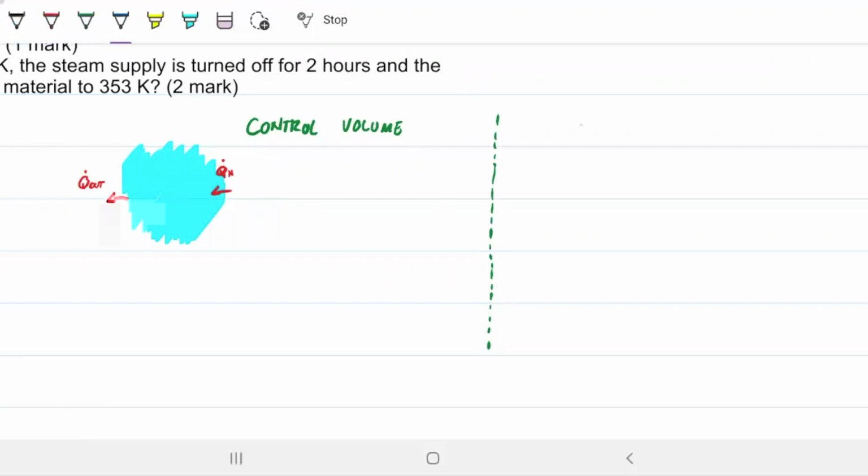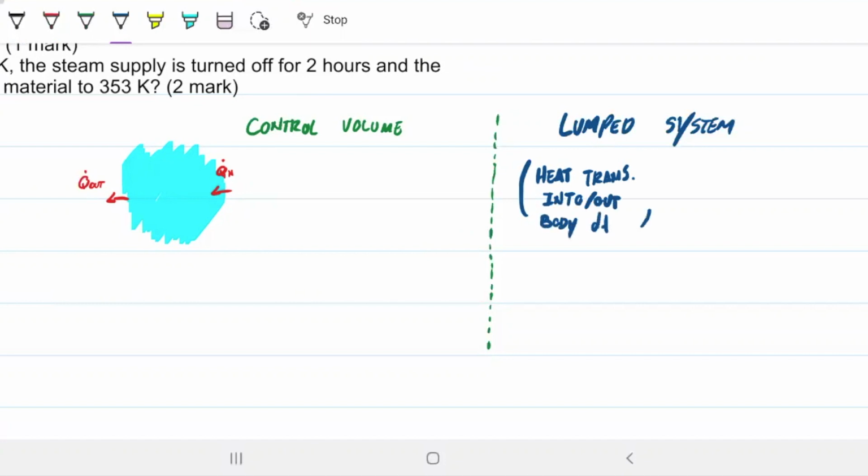If you guys remember our lumped system analysis, the lumped system analysis said the following: the heat transfer into or out of the body in a certain dt has to be equal to the change in energy of the body in dt. So it's a fairly obvious sentence, but that's what we're doing.